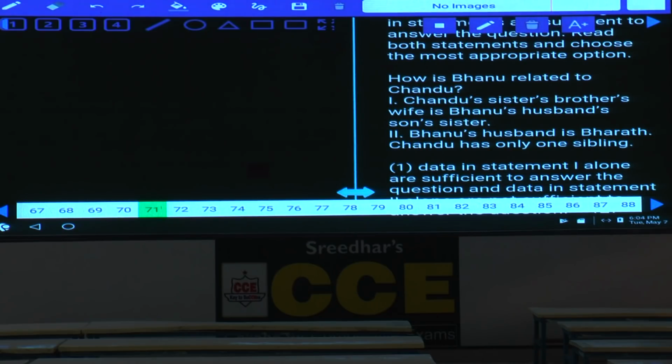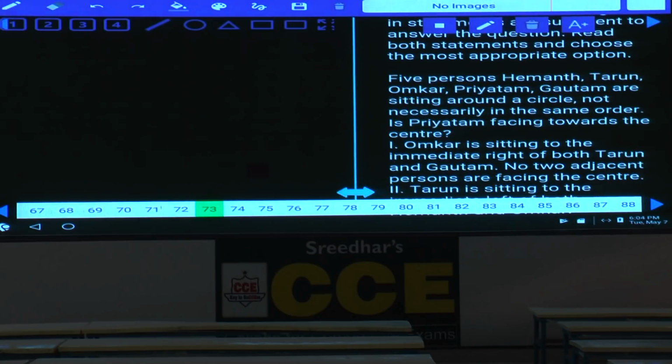71, then 72 done, 73. Now in this question number 73, 5 persons H, T, O, P and G are seated around a circular table. Now 5 persons 1, 2, 3, 4, 5 are seated around a circular table and is Preetham. Now the question is about what is.